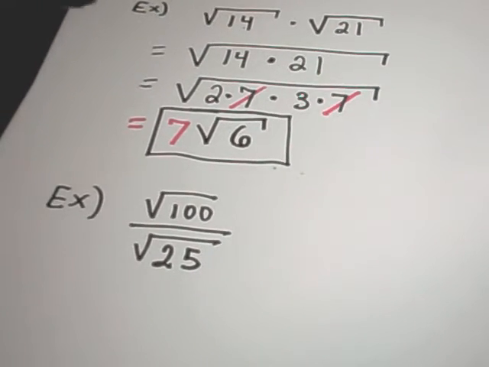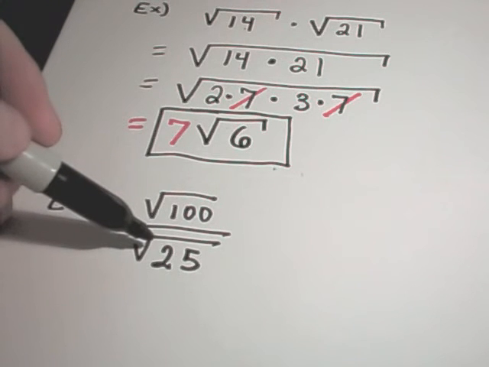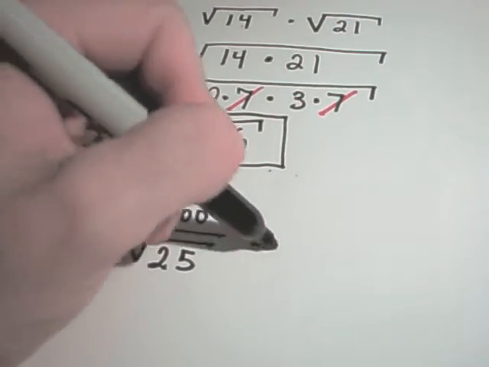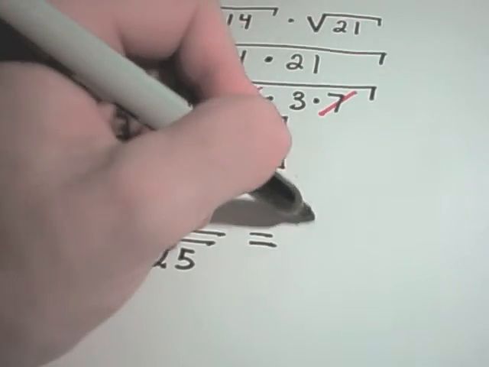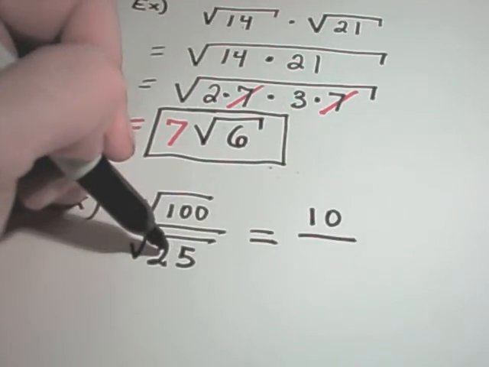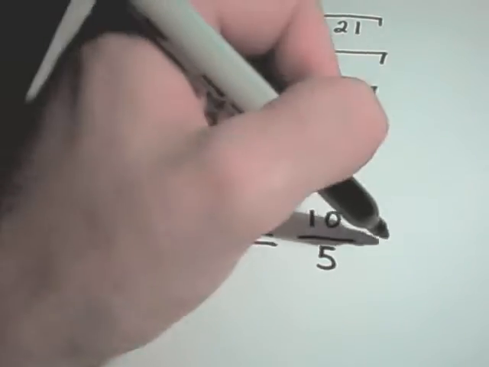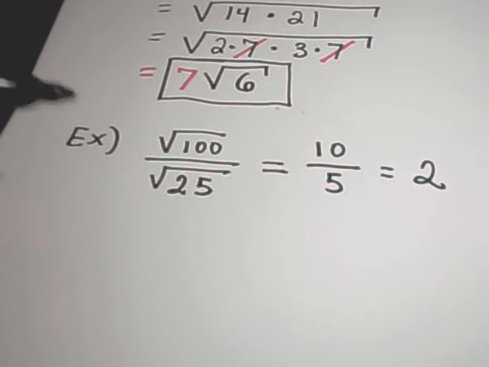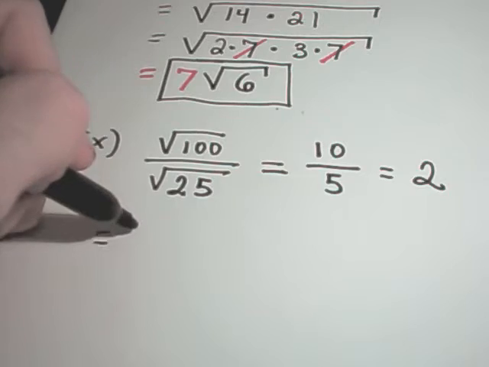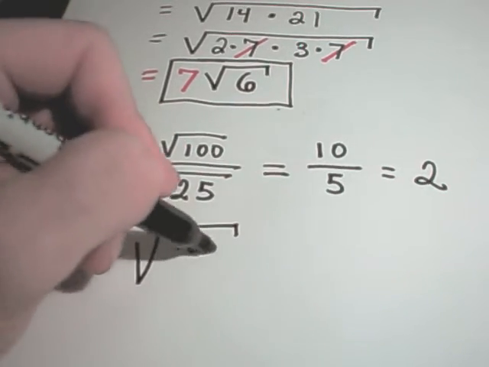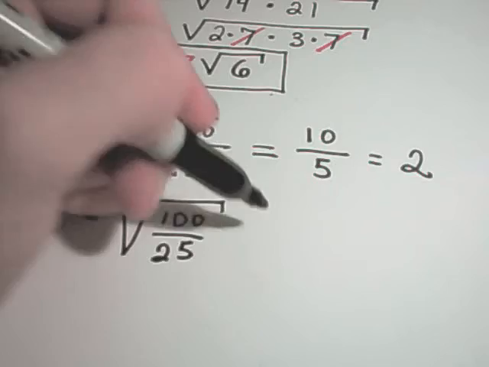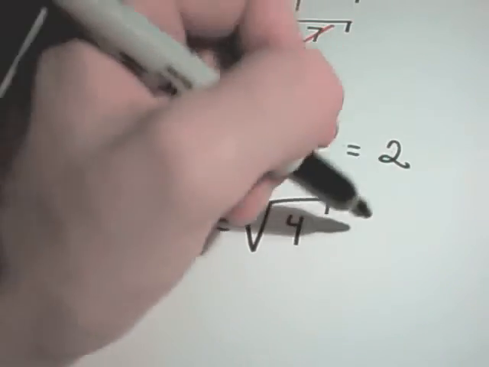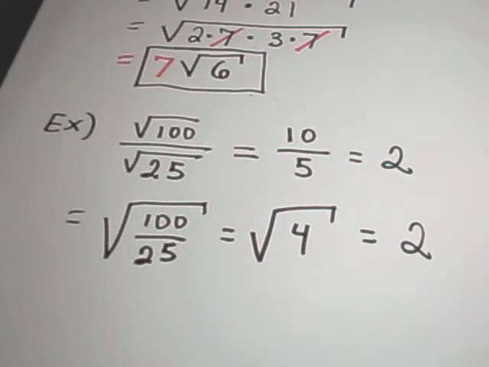Okay, so in my next problem, I've got the square root of 100 over the square root of 25. So a couple different ways to do this one. You could notice right off the bat that the square root of 100 is 10. The square root of 25 is 5, which gives you 2. Just kind of another way to do this one to illustrate. You can also make this the square root of 100 over 25. Well, 100 over 25 is equal to 4, and again, the square root of 4 is just plain old 2.